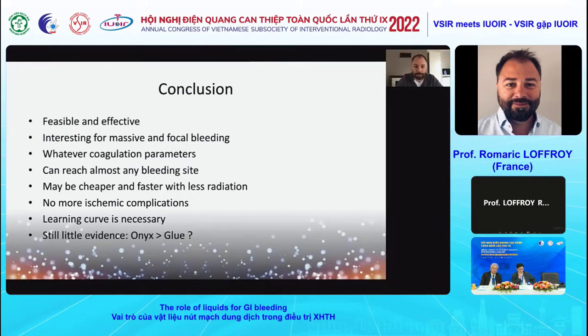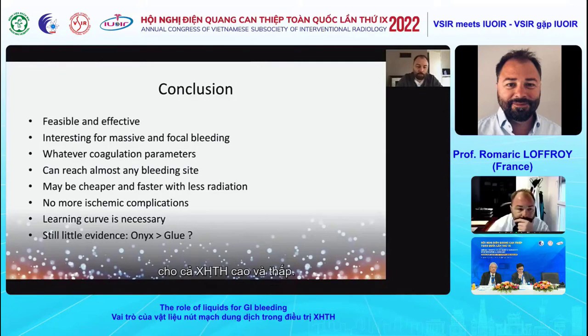So in conclusion, I would say that the use of liquid embolic agents, both cyanoacrylates and copolymers, can be very interesting, feasible and effective for lower and upper GI bleedings, for arterial bleedings, but also, as I showed you, for venous bleedings. This is specifically interesting for massive and focal bleeding with extravasation. Very interesting for patients with coagulation disorders, because you don't mind about the coagulation disorders, which is not the case with mechanical embolic agents like coils and plugs and whatever.